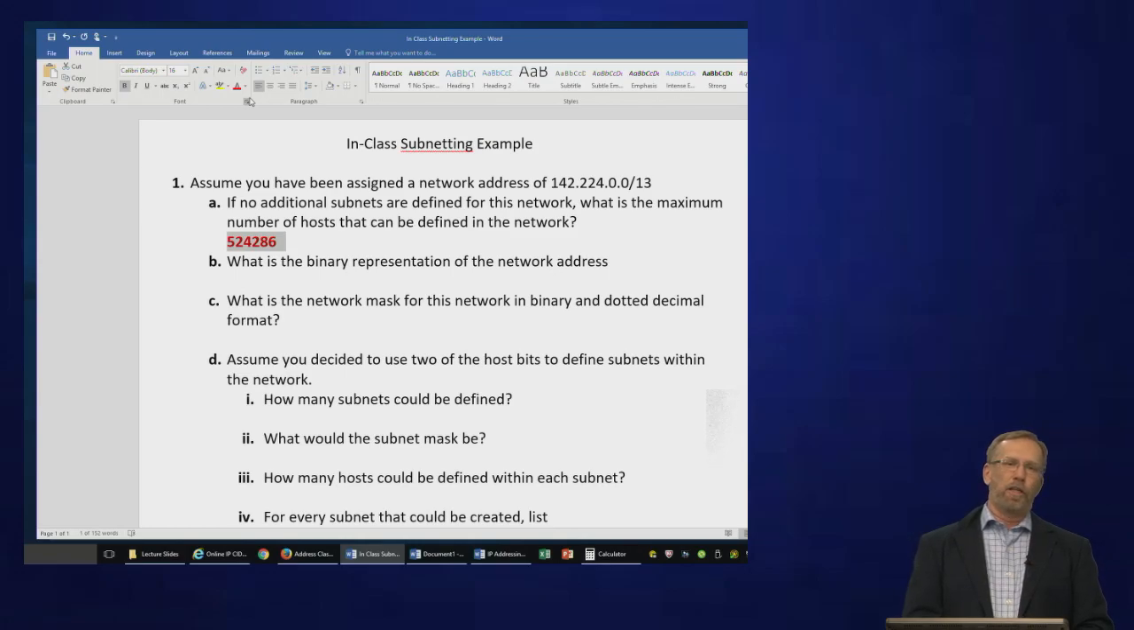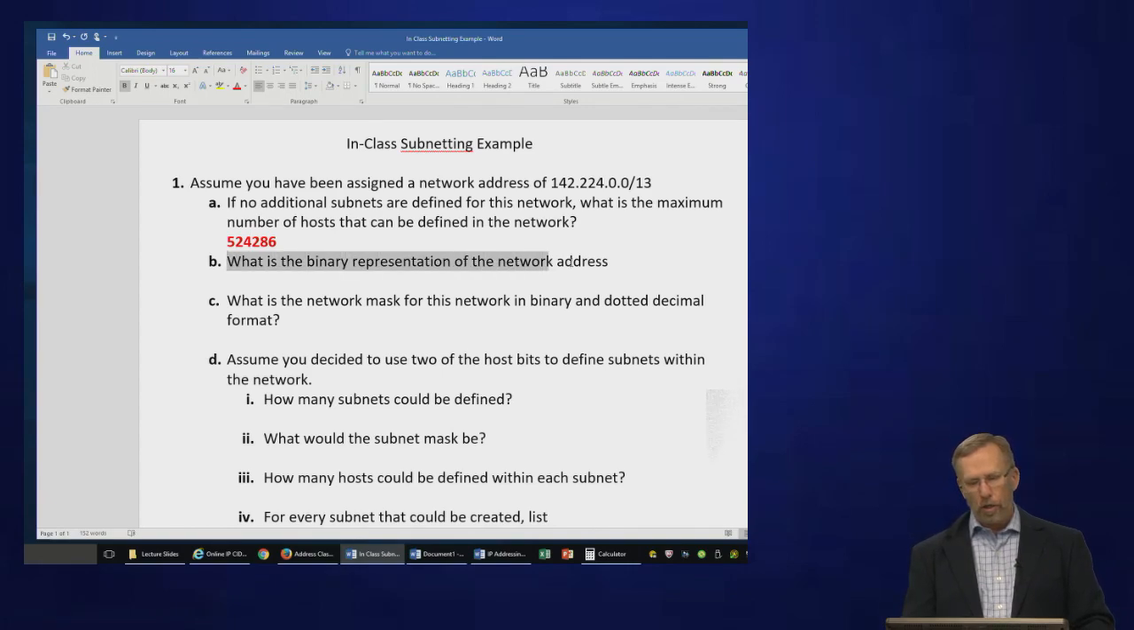If we absolutely don't want to do broadcast messages, we could assign that last IP to a host. But we're going to assume, for all purposes in this class, that we will never assign the broadcast address to a host. And so we will reserve it, and for every network we create, we will subtract 2 from the power of 2 that identifies the number of hosts. So in this case, we end up with 524,286.